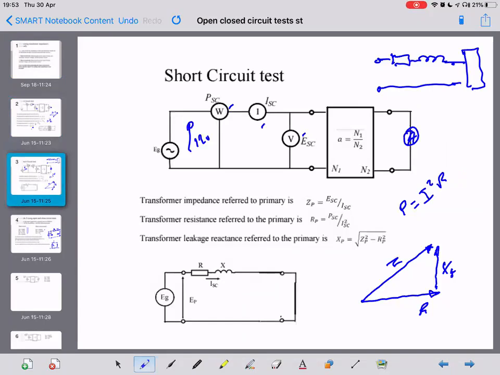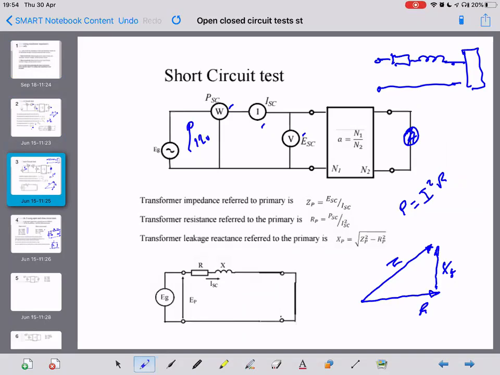Then the short circuit test: we short the secondary side with a piece of wire. When I do the one at the college, I'll put an ammeter in to make sure we don't overdo the current on the secondary side. We put a much lower voltage on the primary side, for a mains transformer maybe 12 or 24 volts AC. We measure the watts, the current, and the voltage.